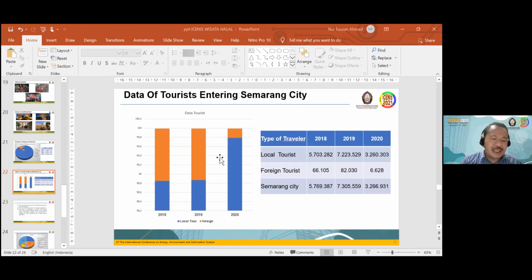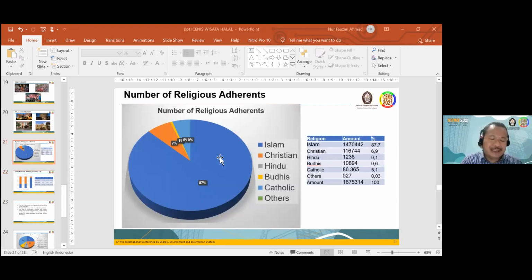The social life of the people of Semarang city is very peaceful, even though the residents are heterogeneous. The geographical conditions of Semarang city are exotic. There is an upper city and a lower city, with the sea and mountains. This high biodiversity gives the city of Semarang the potential to be a halal tourism destination.